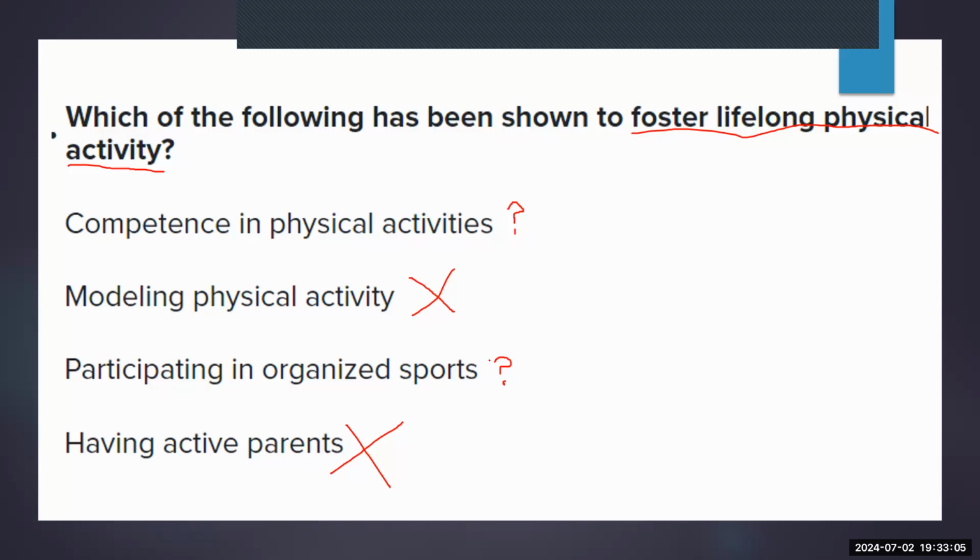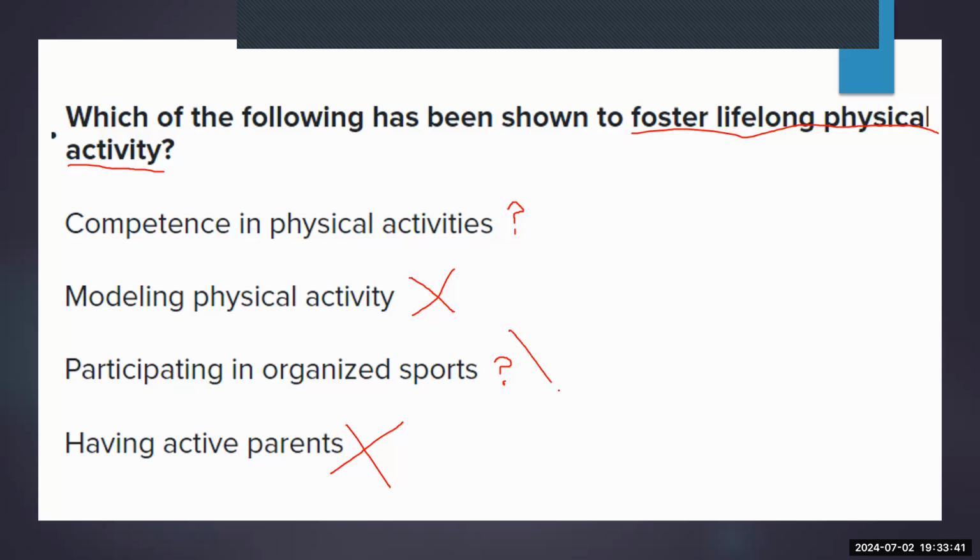I think competence. As a parent, I hate this question because I'm one of those parents who made my kids play sports from the time they were old enough. My oldest is going to graduate next year, but he's always played sports. I've made all three of mine stay in sports. Even my middle daughter, who hates sports and hates being active, I force her to be in organized sports. In reality, that is not going to help her foster lifelong physical activity. Even though she hates it, I'm forcing her to do it.